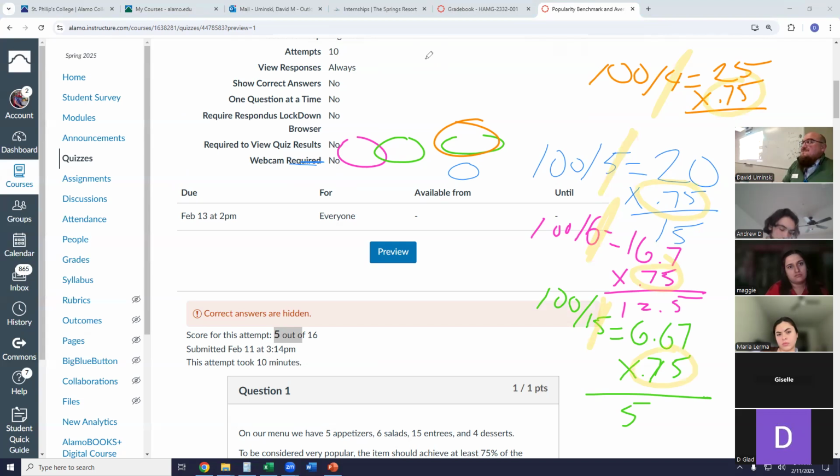So that is due by 2 o'clock before you come in. That will make our activity a lot easier when we do our activity on Thursday.